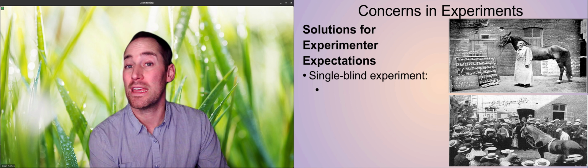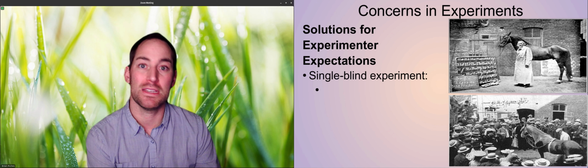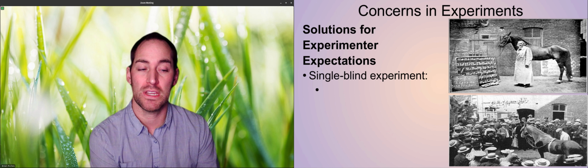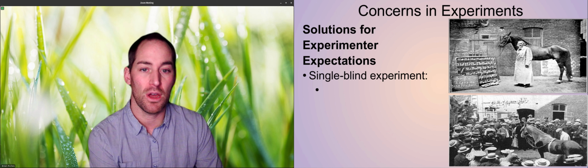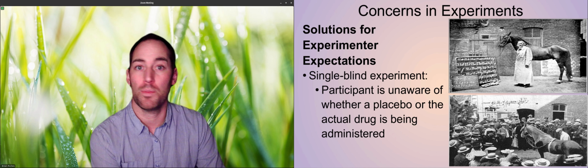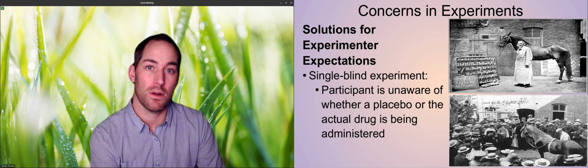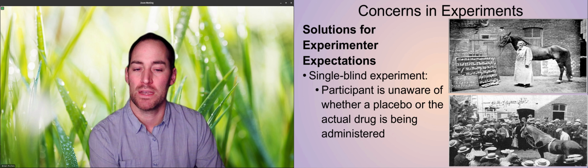So one way to get around this, though, is single blind experiments, where the participant doesn't know what group they're in. Single blind, participant does not know if they're in the treatment group or the control group. They just know they're in a group, they know they're doing a study, they get their activities, and then they do their surveys, right? So single blind experiment.